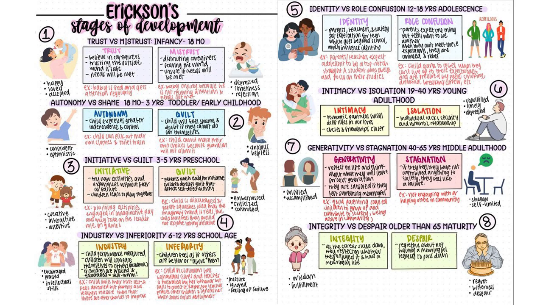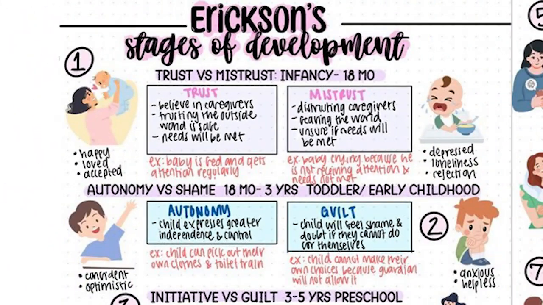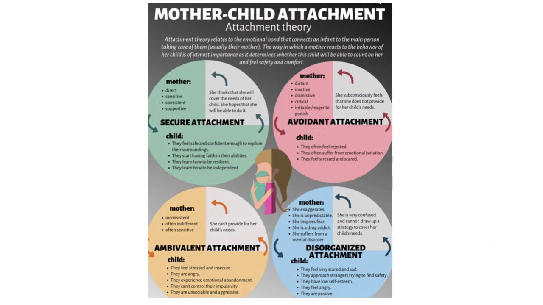Regarding infancy, we are specifically concerned with the first stage, trust versus mistrust. In this stage, infants learn to trust their caregivers and environment if their needs are consistently met. Failure to meet needs results in mistrust. The last concept we are going to discuss is attachment. Attachment theory outlines 4 styles of attachment, which shape an infant's ability to form relationships later in life. These 4 attachment types include secure attachment, avoidant attachment, ambivalent attachment, and disorganized attachment.